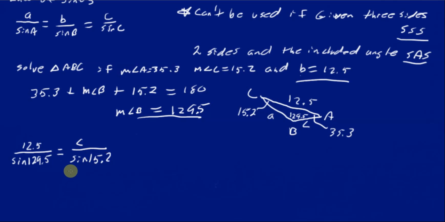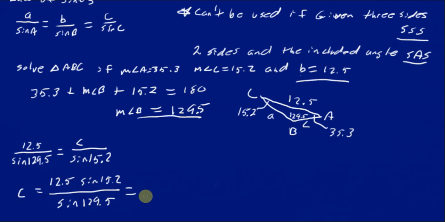Now remember, your calculator has to be in degree mode. So solving for C, we're going to multiply both sides by the sine of 15.2. So C is equal to 12.5 times the sine of 15.2 divided by the sine of 129.5. And that should give you 4.2.